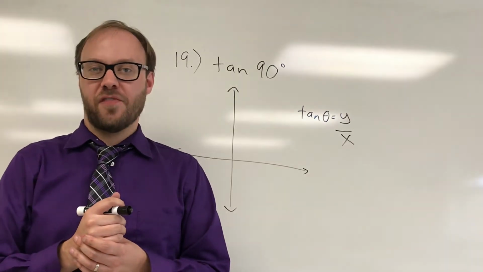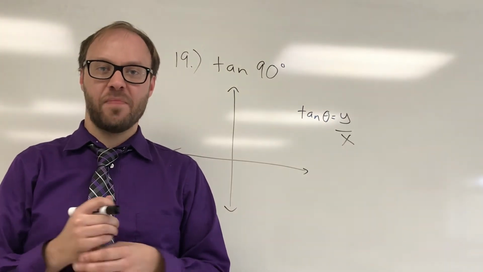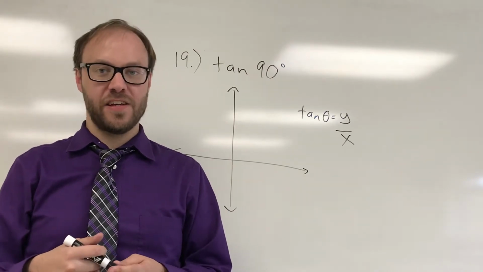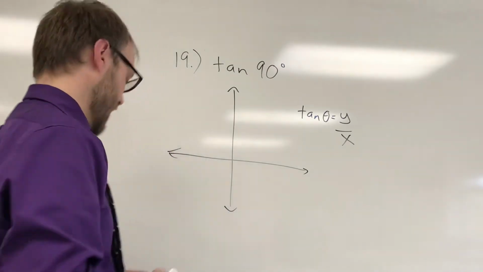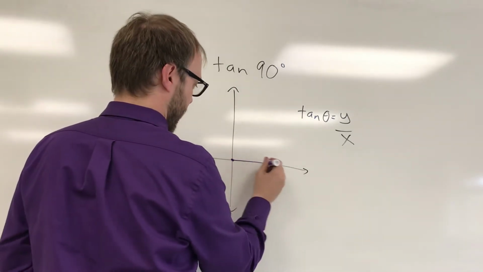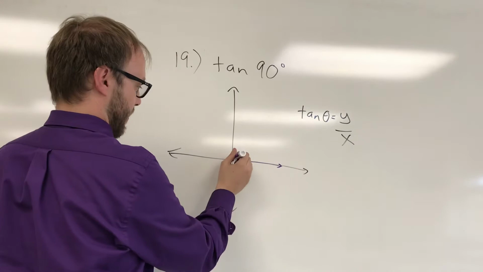Question 19 asks you to find the tangent of 90 degrees. And by the way, it's implying that it's asking you to find it by hand. Obviously, you can stick this in a calculator and check it, but how would you do this by hand? So the idea here is you make any angle in standard position that would be 90 degrees, okay?